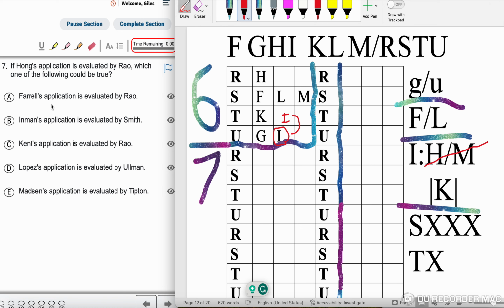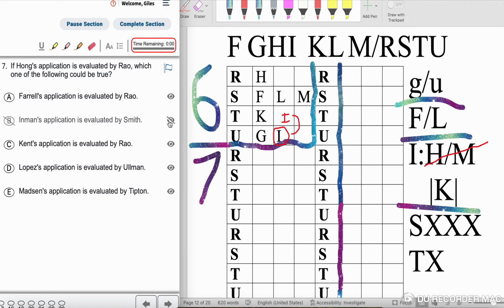Let's go through this one more time. I's application is evaluated by S. No, we don't have that right now. So we really didn't do too much here. Let's see if we can do something with F and L having to be together. To be with S. Well, if we want, let's put another world here. So I'm going to put R with H and M.